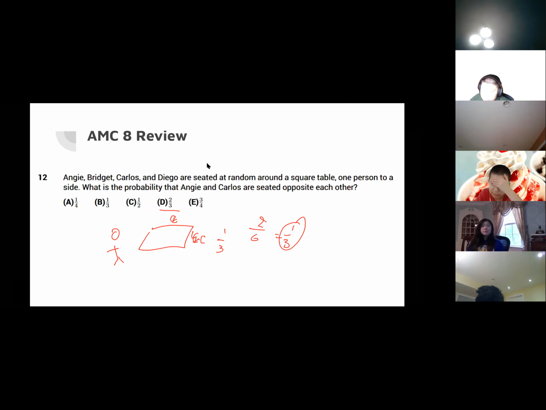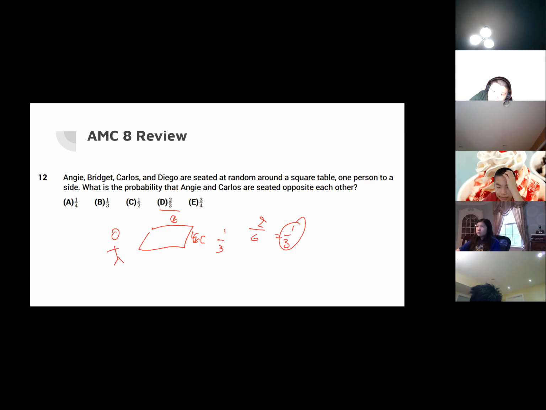Okay, someone said you multiplied 1/3 by 2 because there are 2 ways the other 2 could sit. But in that case, you can't do 1/3 times 2. You have to do 1/6 times 2, because in the other situations, there are also 2 ways the other 2 can sit. So does that make sense?